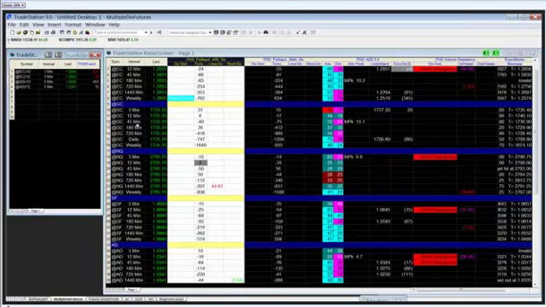Okay, I'm going to go ahead and close the room because there's no trades going off, and I'm not going to sit here and just watch the screen.